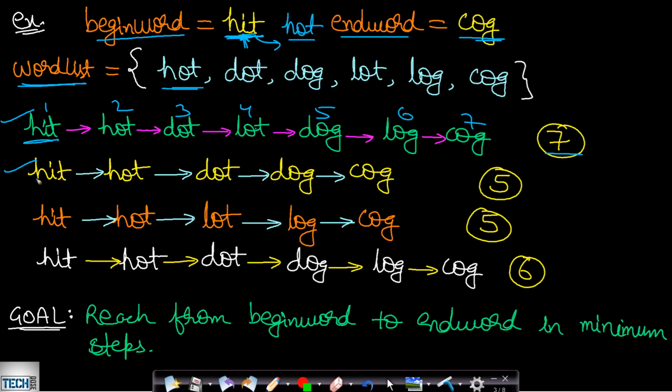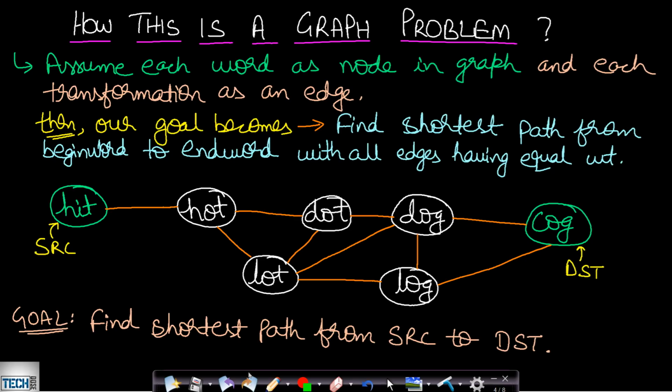Now similarly this second path is of length 5. This third path is of length 5 and this fourth path is of length 6. Now your goal is to return the minimum possible path length in order to convert this begin word to end word. So here there can be multiple answers, but the length will always be the same, which is 5 in this case. So here the answer will be equal to 5. Okay, so our goal is to reach from begin word to end word in minimum steps. I hope you understood the problem statement now.